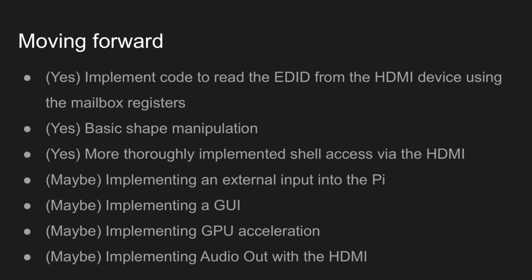We have a few improvements that we'd like to add to this project moving forward before the end of the semester. The first of which is to implement code to read the EDID from the HDMI device using a mailbox register call. And that would return the size of the HDMI device screen that we are interacting with, meaning that we can dynamically size the frame buffer that we are allocating. We would also like to complete the basic shape manipulation that we have started already. And finally, we'd like to have a more thoroughly implemented version of the shell through HDMI.